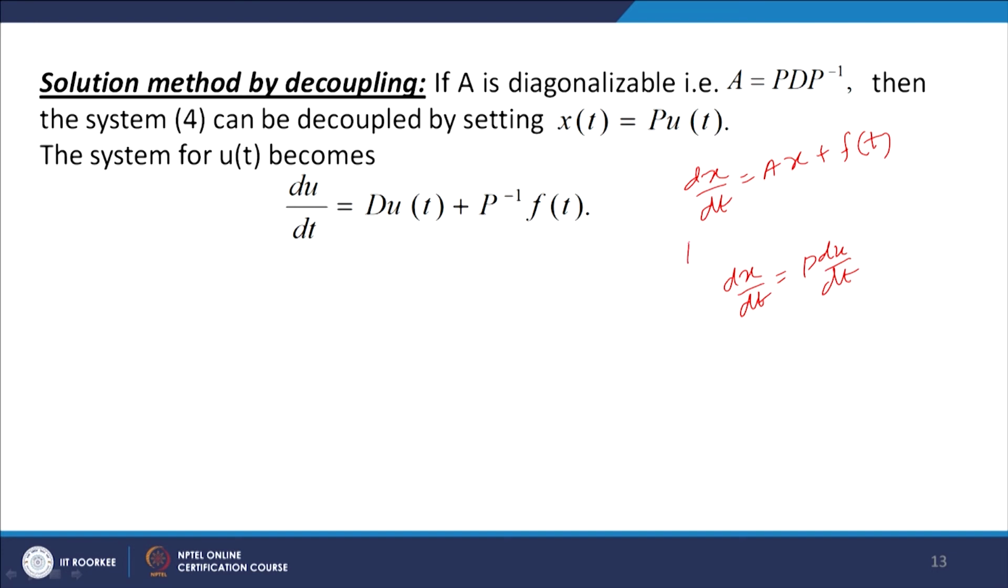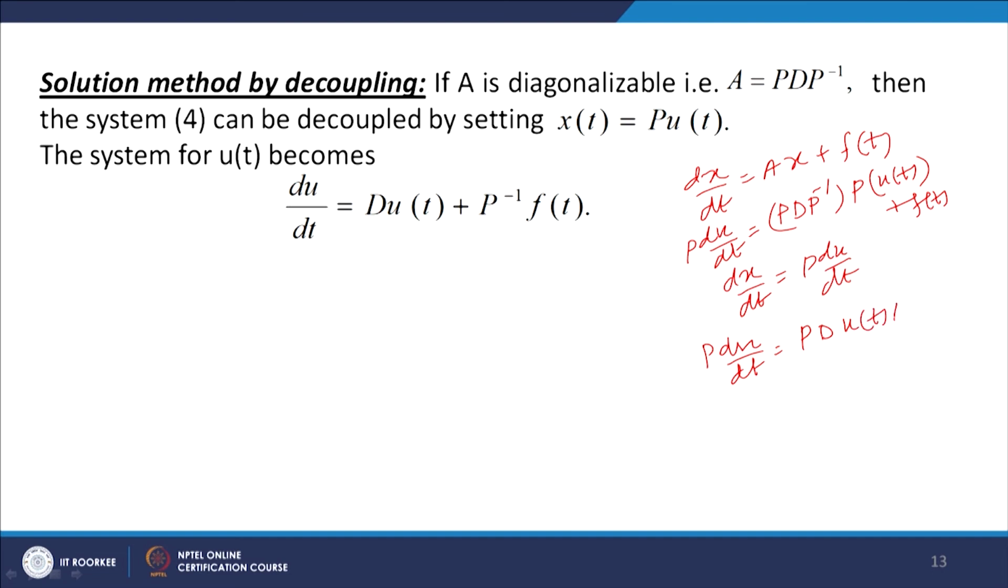So what you get is P du by dt equal to A, which is P D P inverse, into x, which is P u, plus f(t). So P du by dt is equal to P D P inverse P u plus f(t). Now, P inverse P is the identity matrix. So you get P D u(t) plus f(t).